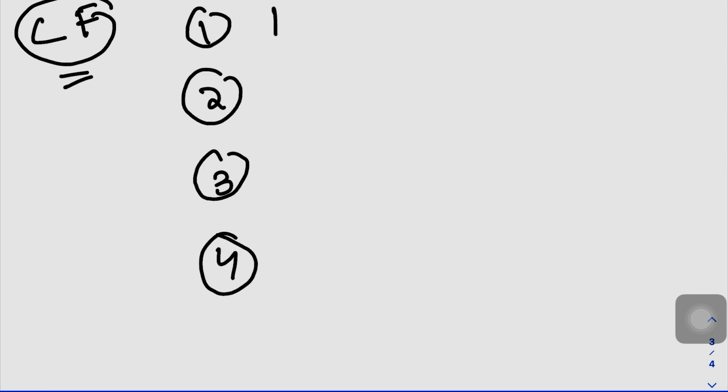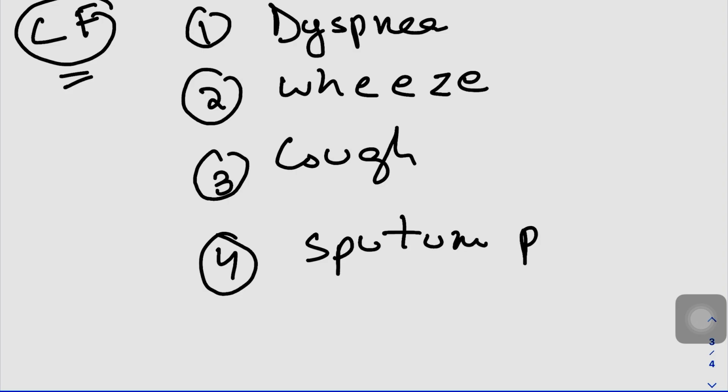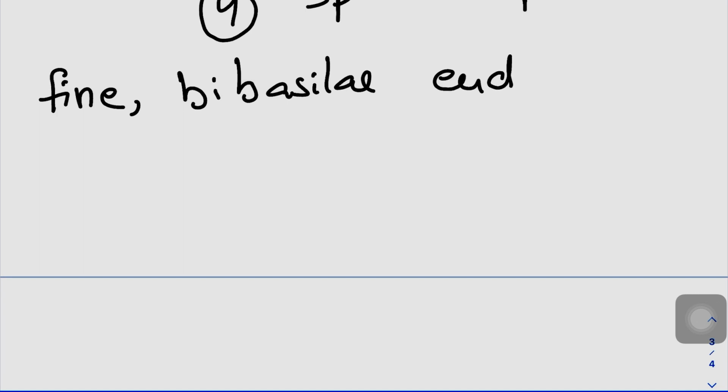The most important clinical findings in RB-ILD are dyspnea, present in more than 96% of the patients, wheeze, cough, sputum production. Then there are fine bibasilar and inspiratory crackles. They are common.